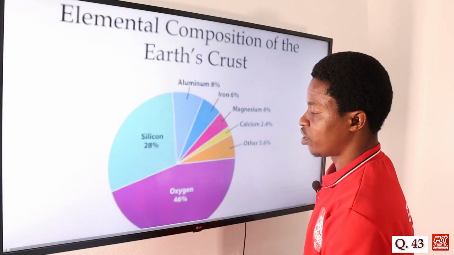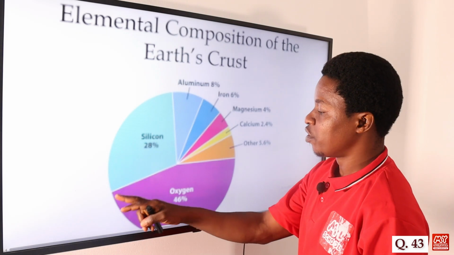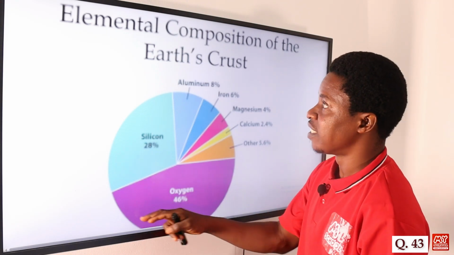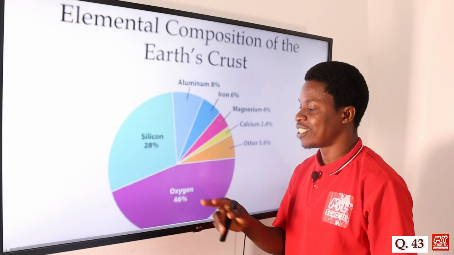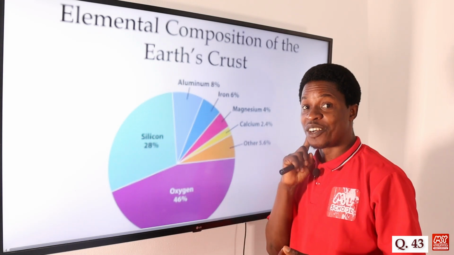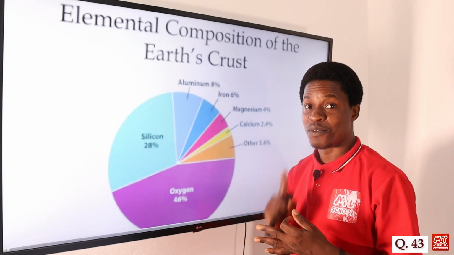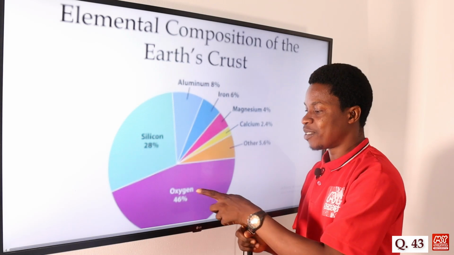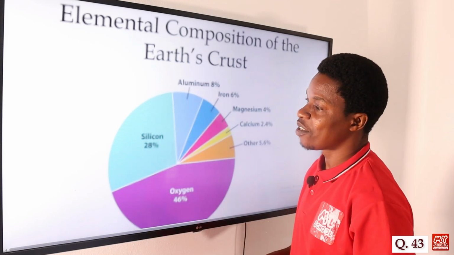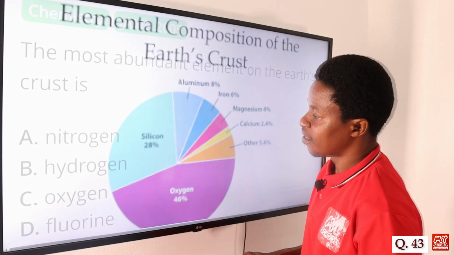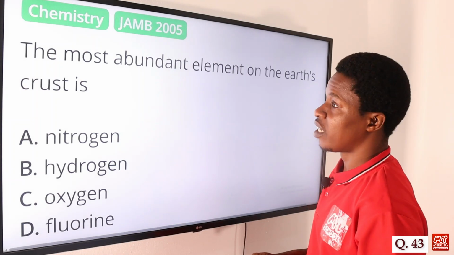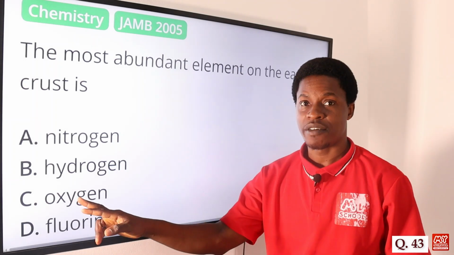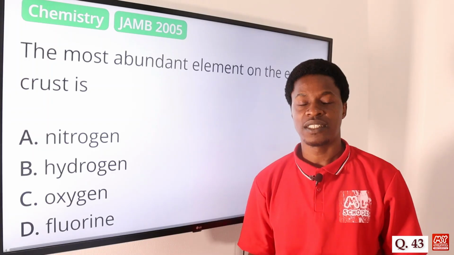So the Earth crust actually contains more of oxygen, which is about 46% in composition. So oxygen, not nitrogen, not chlorine, not fluorine, not any other one. It is what? Oxygen. Let's move back to our options so that we can choose our right answer. So the most abundant element on the Earth crust is oxygen. The correct answer is option C.